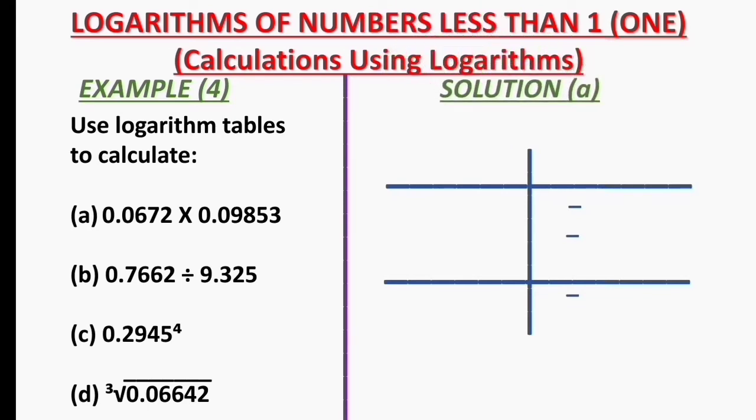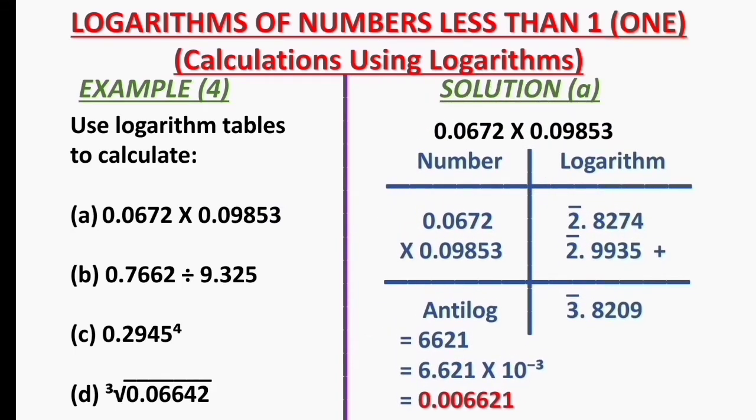In question A, we are multiplying numbers. Here we'll look for the logarithm of the numbers 0.0672 and 0.09853. When you get the logarithms, to multiply numbers, we add the logarithms. So adding the logarithms, we have about 3.8209. Lastly, we find the anti-logarithm of that result. That should give us 0.006621. The answer to question A is 0.006621.